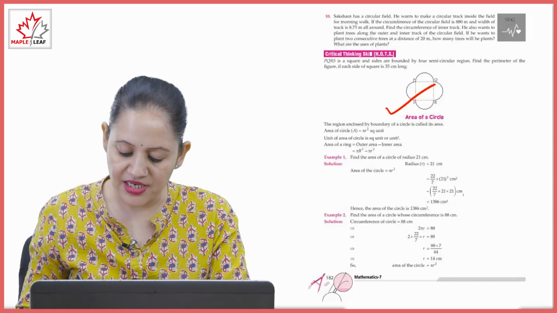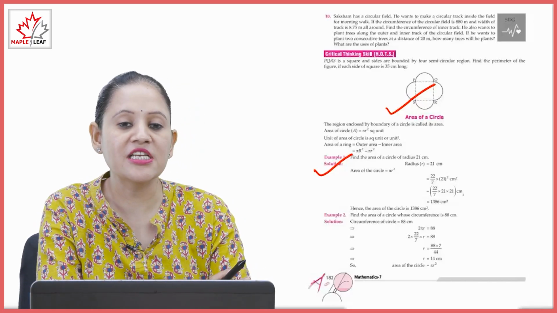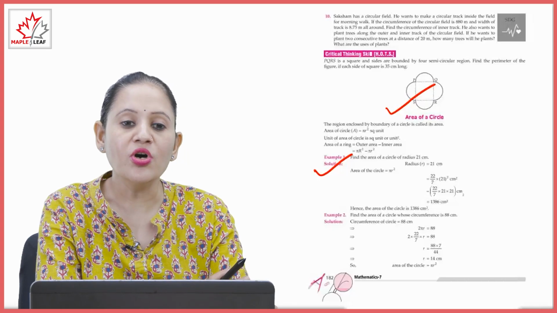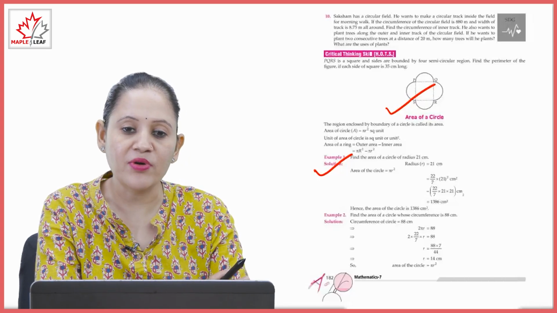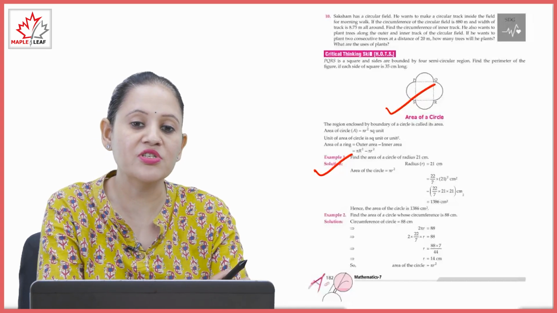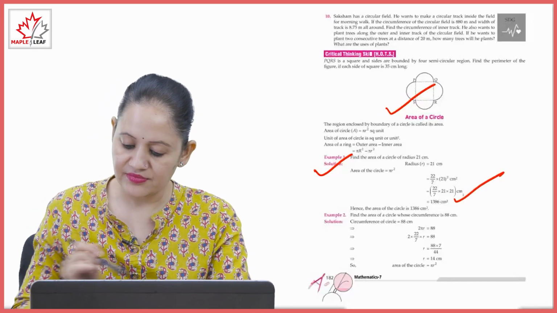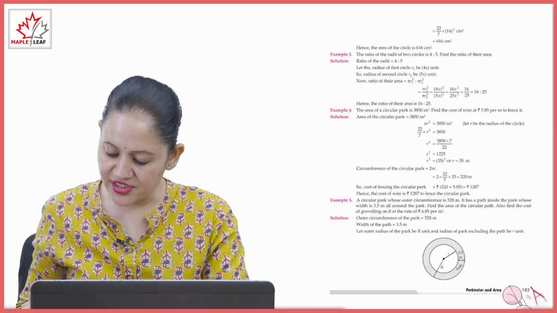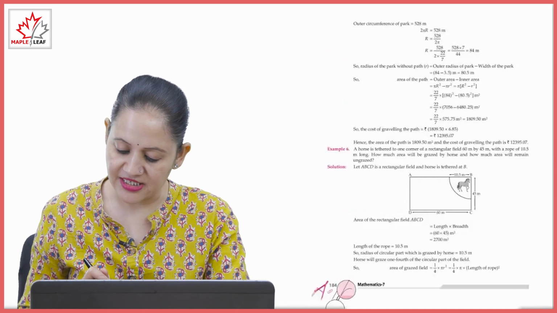Now we'll take an example here. Find the area of the circle whose radius is given 21 centimeter. So we have to find the area. Area equals pi r square, 22 upon 7 into 21 into 21. That is equals to 1386 centimeter square. Practice all the examples. You will practice all these examples.